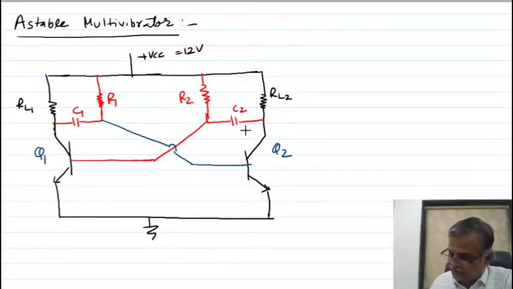Here, the output of Q1 is given to the input of Q2 through C1. The output of Q2 is given to the input of Q1 through the capacitor C2. Now, just for your understanding, I am writing this value.